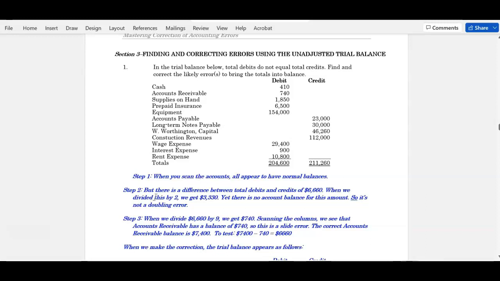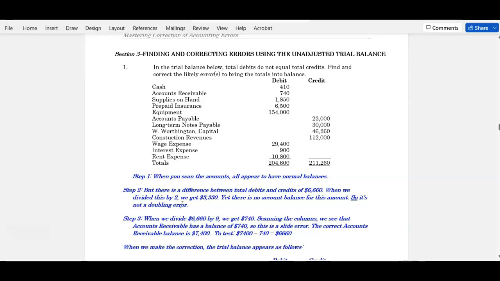Move to step 2. But there is a difference between the total debit and credit. So what is the difference? 211 minus 204. It's $6,660 different. When we divide this number by 2, we get a solid answer, which is $3,330. So yet there is no account balance for this amount.